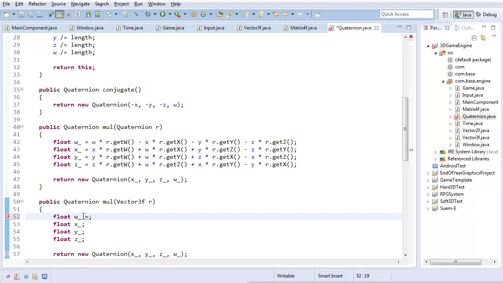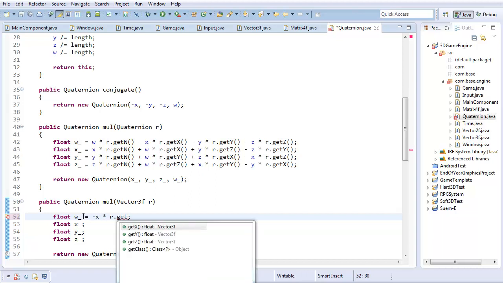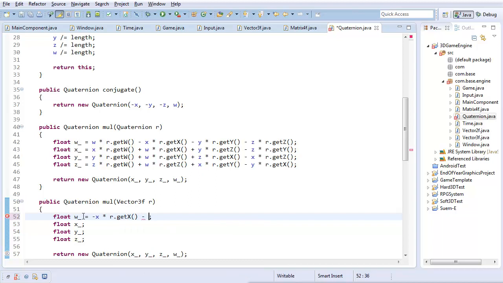And now to write out this ridiculous equation. So this equals negative x times r dot get x minus y times r dot get y minus z times r dot get z. At least it's a little easier to keep straight because there isn't as much to it. Fortunately, that's the only negative, so next up is w times r dot get x plus y times r dot get z minus z times r dot get y. And yeah, that's all. Awesome.